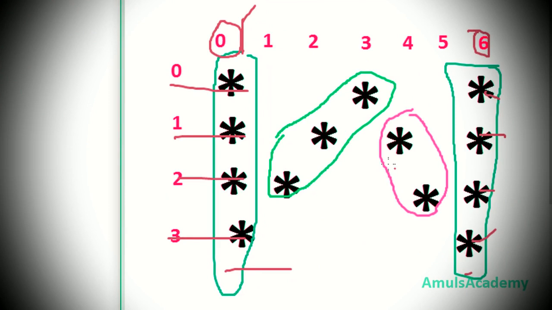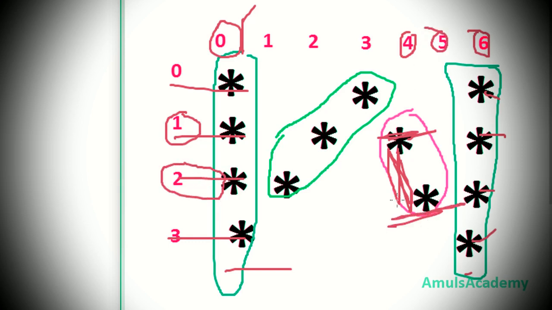Next we want to print these 2 stars. Here we can see this star is present at column 4 and row 1. And next is column 5 and row 2, that is this star. Here I'll directly mention their position. That is, I'll mention when column is equal to 4 and row is equal to 1, I want to print a star, or when column is equal to 5 and row is equal to 2, I want to print a star.